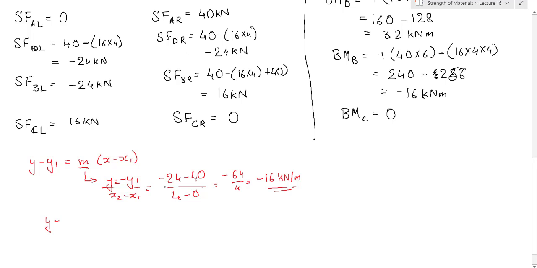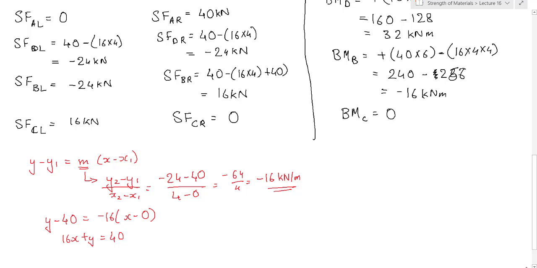Y minus y1. Choose any value. I will just go with, let us say, (0, 40). So y minus y1 is equal to m into x minus x1. So what is the equation that I get? 16x plus y is equal to 40, right?